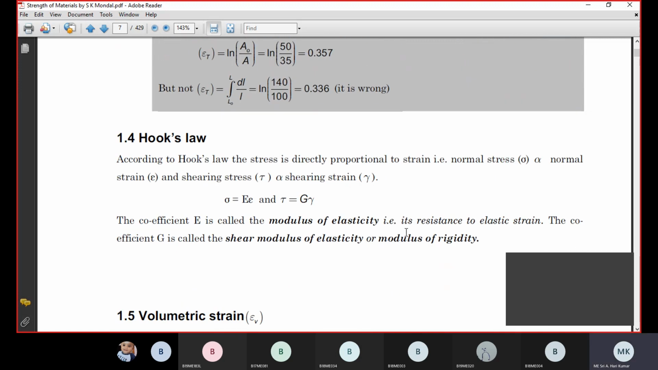Now coming to elastic constants. Putting aside the term elastic, if you speak about a constant, mathematically, how is a constant defined? It is defined as a parameter which relates two variables. Two variables in the sense, one is a dependent variable and one is an independent variable. We need to understand it that way.